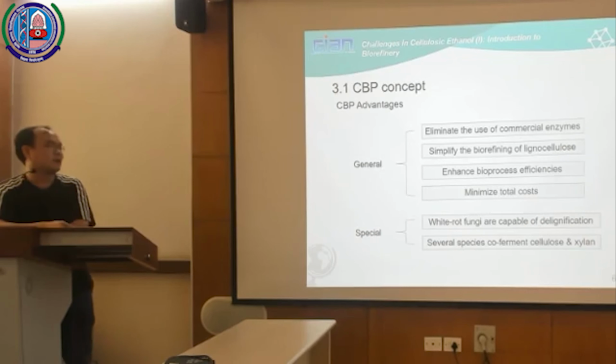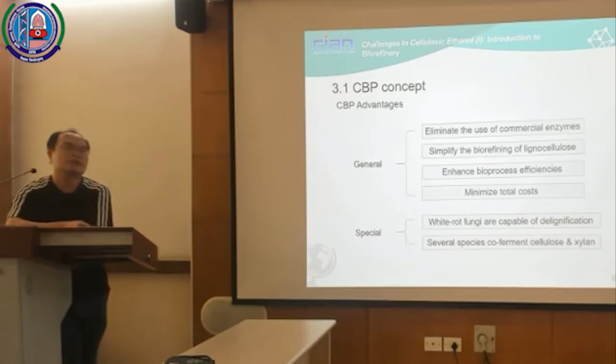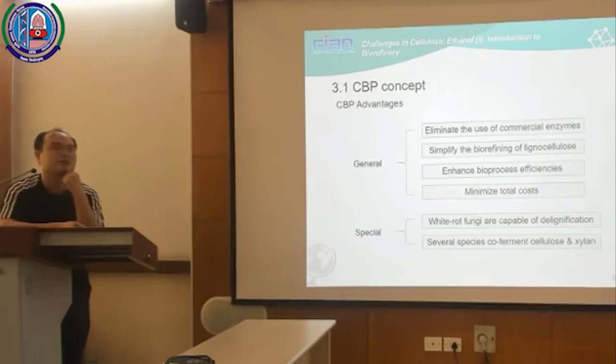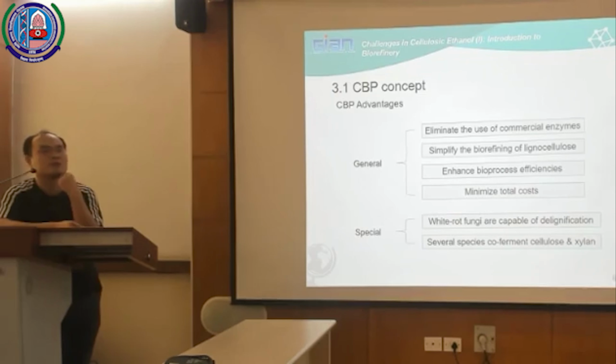And we use white rot fungi. This microbe offers further advantages such as purification. It serves the process of pretreatment. It means white rot fungi can produce the digestive enzymes for lignin degradation. So it will be very good.